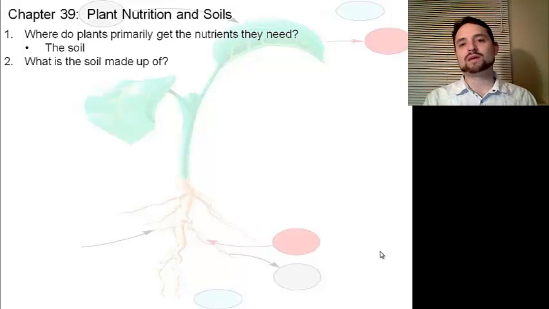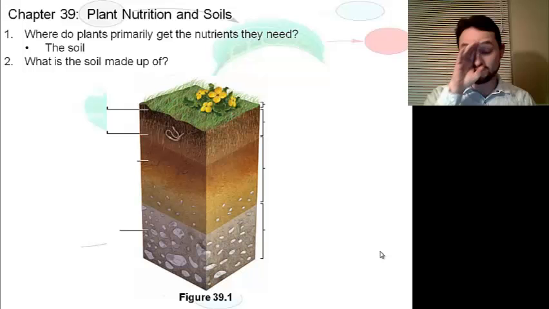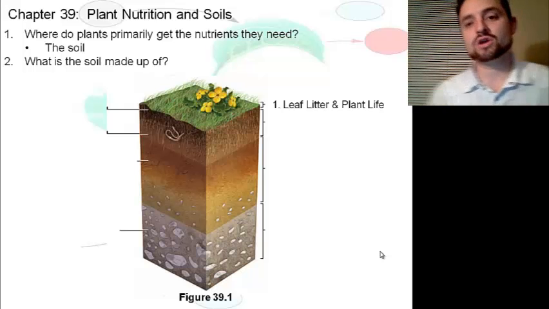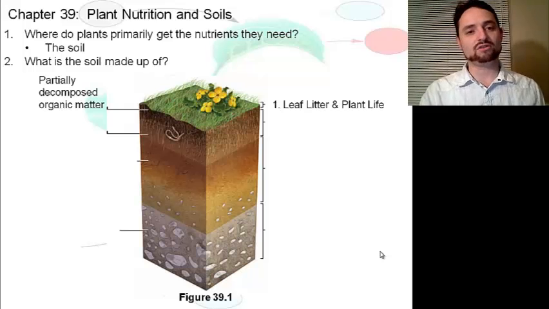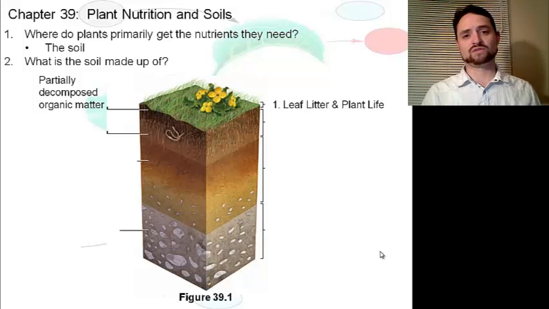And what's the soil made up of? Well, that would be a good question, because if the roots are getting their nutrients right there from the soil, what is it? Well, the first layer right here is called leaf litter and plant life. In leaf litter and plant life, you have partially decomposed organic material. This could be stuff like leaves from plants or broken limbs or whatever. It could also be dead animals, excrement from animals. There's various things it could be.